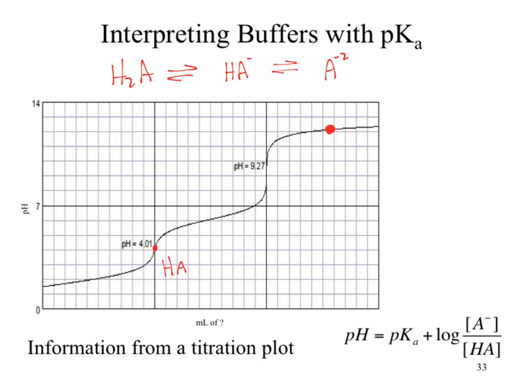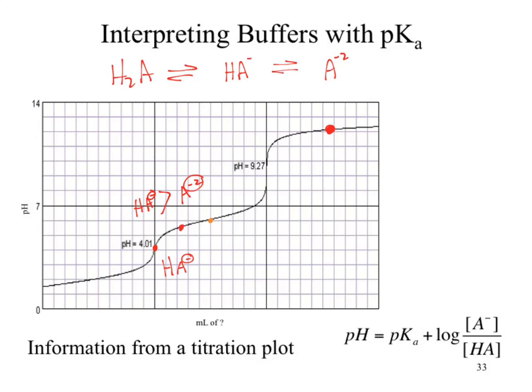Just HA minus. What is present at this point? We have HA minus and A minus 2. Both are present at that point. Which one's present in greater concentration? HA minus. Why? Our half equivalence drops us here. We're lower than that, which means we have a greater concentration of the acidic species.